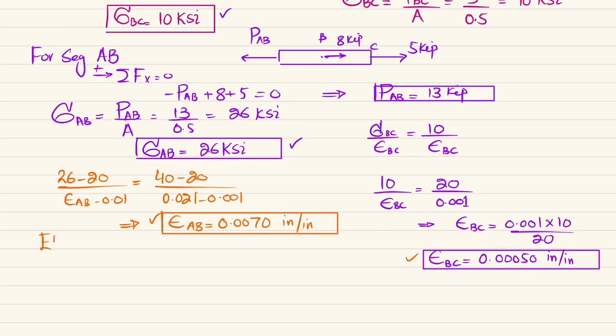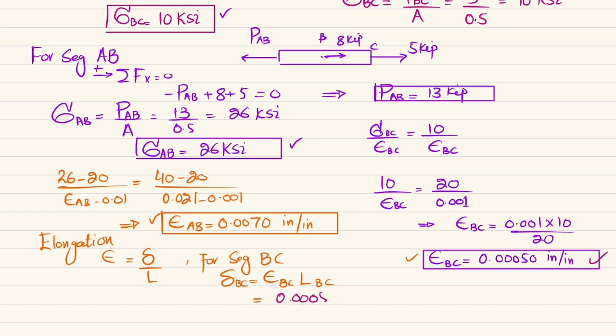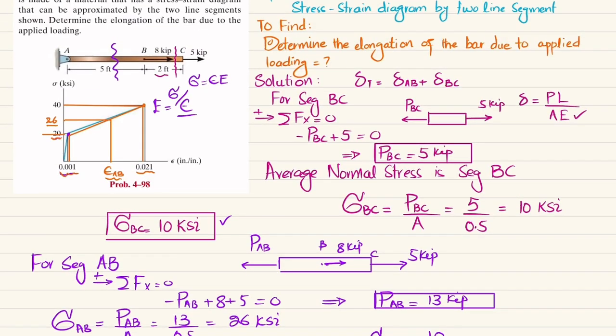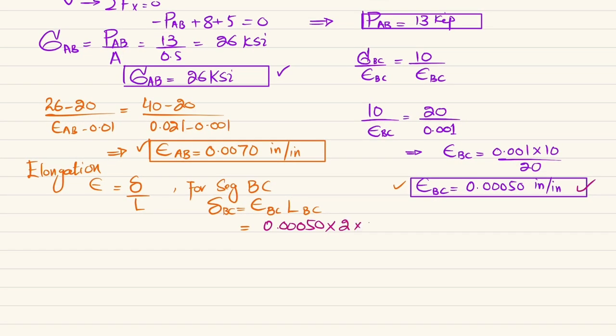So we will move toward elongation. We know that strain is equal to change in length divided by original length. So for segment BC, the change in length of BC will be equal to strain in BC into length of BC. Strain in BC is 0.00050 multiplied by length of BC. Length of BC is 2 feet, so we convert this feet into inch by multiplying with 12. When you multiply, it will give you 0.0120 inch. So this will be the change in length of BC, 0.0120 inch.